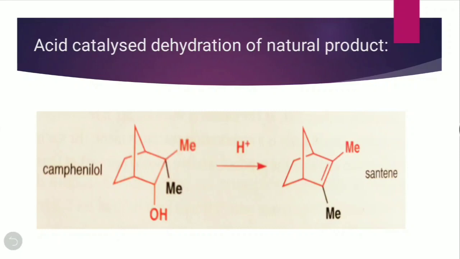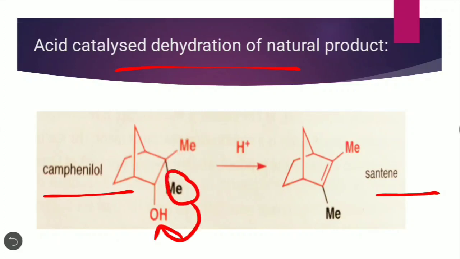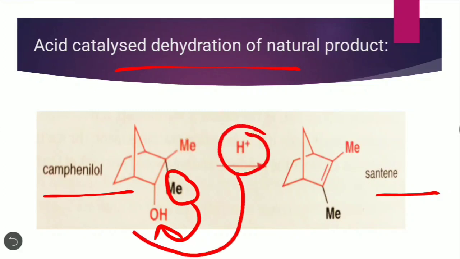First is the acid catalyzed dehydration of a natural product, that is camphenol to santene. Santene here is a key component of the fragrance of sandalwood oil. In this camphenol to santene conversion, the migration of this methyl group takes place. In the presence of H plus ion, the proton is abstracted by this OH and a water molecule is formed. The water molecule is a good leaving group and it departs, and this migration of the methyl group takes place. Let's see its detailed mechanism.